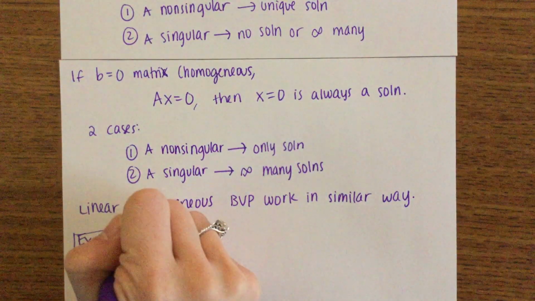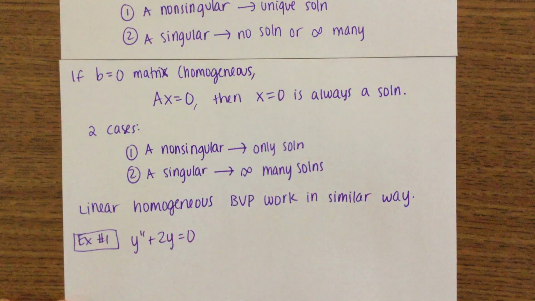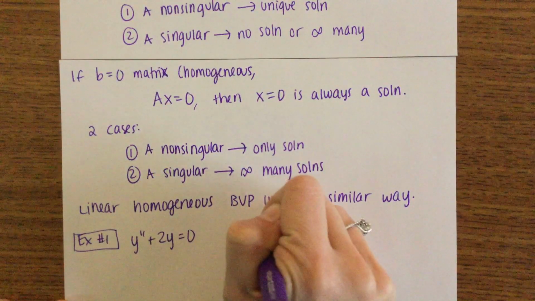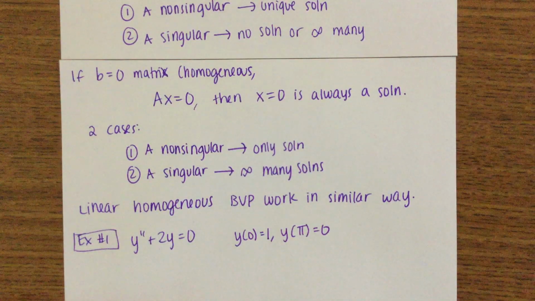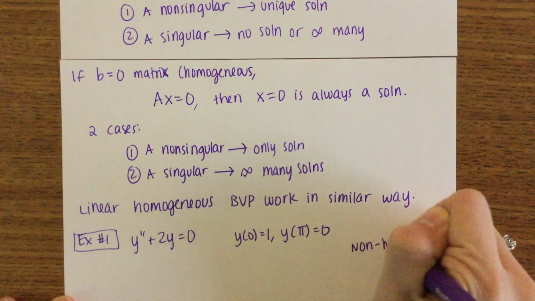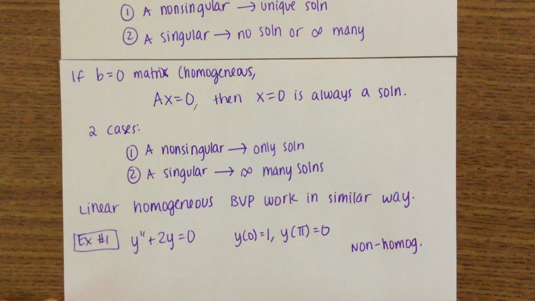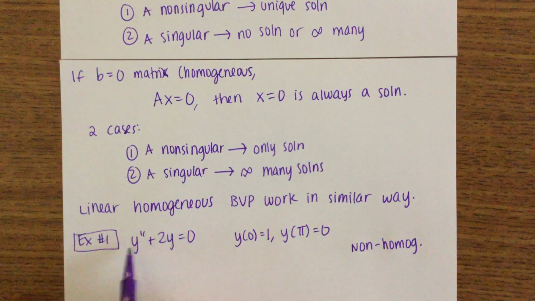So, first example, we have y double prime, add 2y equals 0. Our two boundaries are going to be y of 0 equals 1 and y of pi equals 0. Okay, first thing to notice is that this is non-homogeneous. If this then works the same way that matrices do, either we're going to have a unique solution, or the case of no solution or infinitely many solutions. The way to figure it out is to solve the equation. So what do we do in this case?